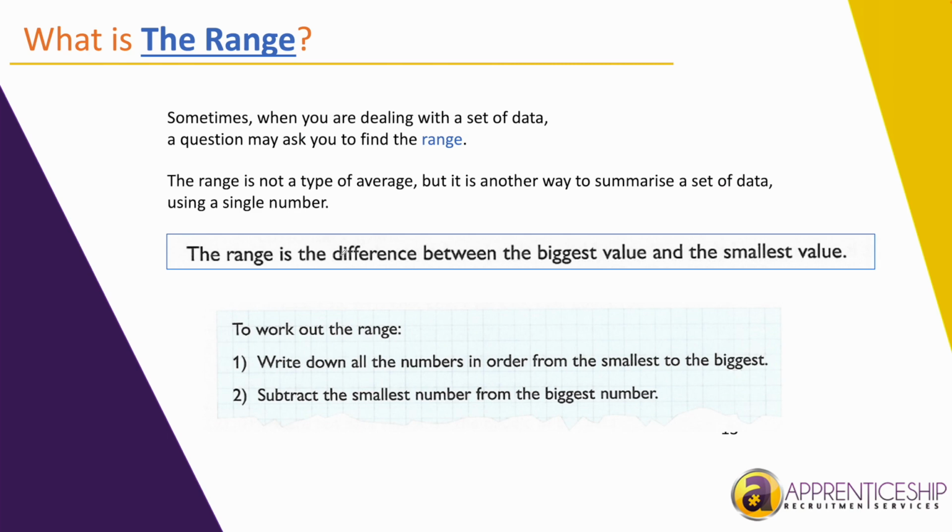Right, the range. The range is not an average, but it is a data comparison. Okay? So sometimes when you're dealing with a set of data, you may be asked to find the range. The range is not a type of average, but it is another way to summarise a set of data. It's basically the biggest number, take away the smallest. Okay? But it does tell you a lot about the data.